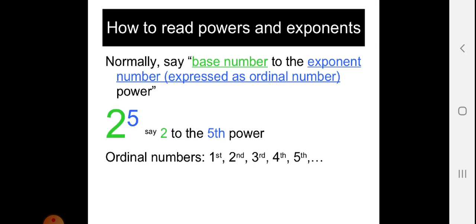How to read power and exponent? This is very interesting as well as very important. Normally, say the base number to the exponent number expressed as an ordinal number power. So, 2 raised to 5, say 2 the 5th power. Ordinal numbers are first, second, third, fourth, fifth. Or you can simply say 2 raised to 5, or 2 to the power of 5.